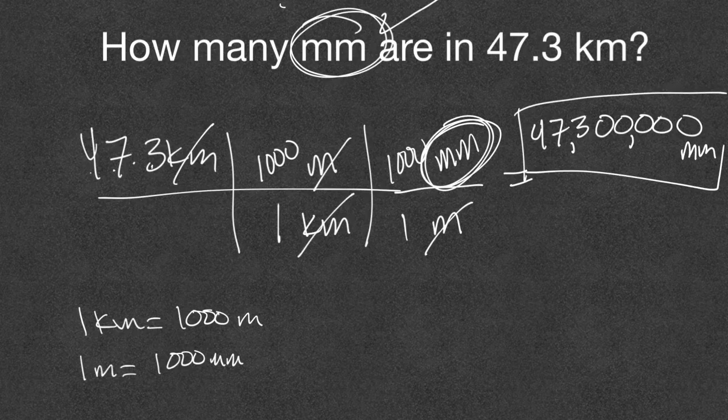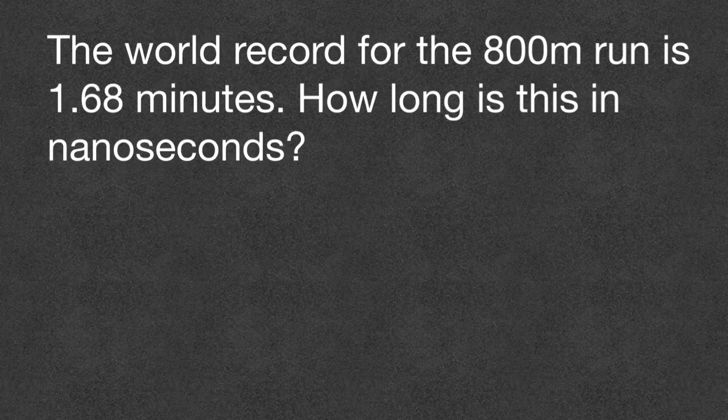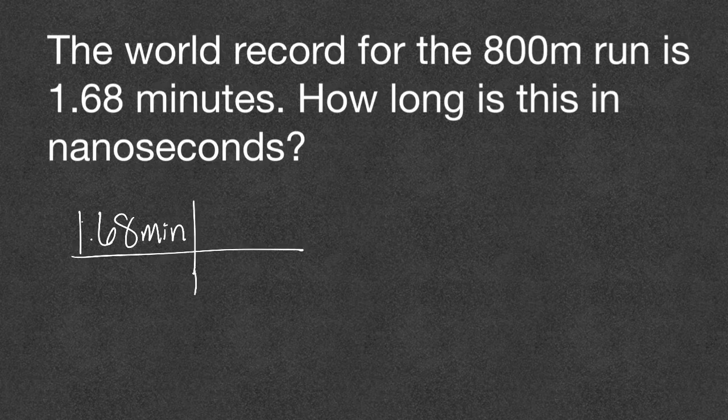Okay, let's work another problem. The world record for the 800-meter run is 1.68 minutes. How long is this in nanoseconds? So again, the first thing we always want to do is write our given, 1.68 minutes, our cross, and bring your unit down. Now we need to start thinking about conversion factors.